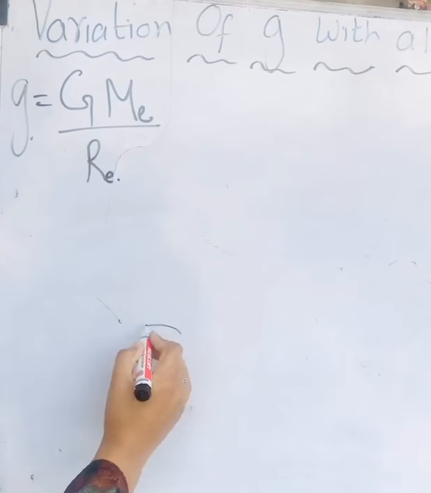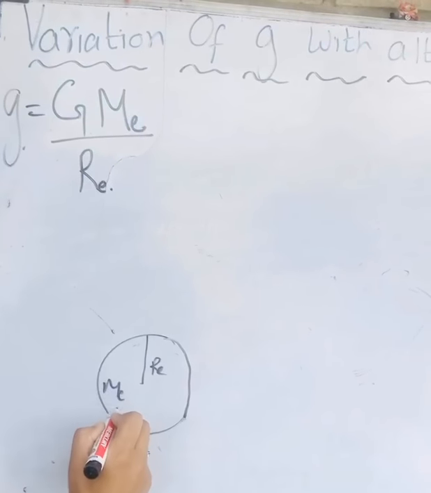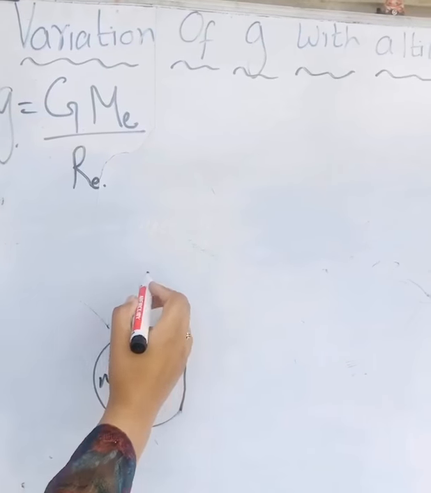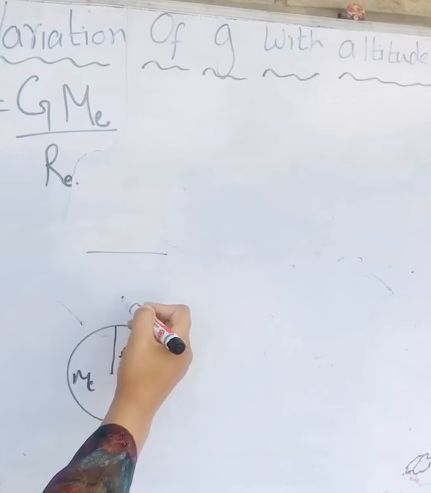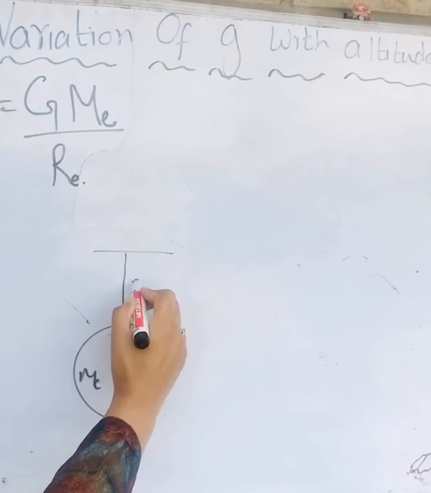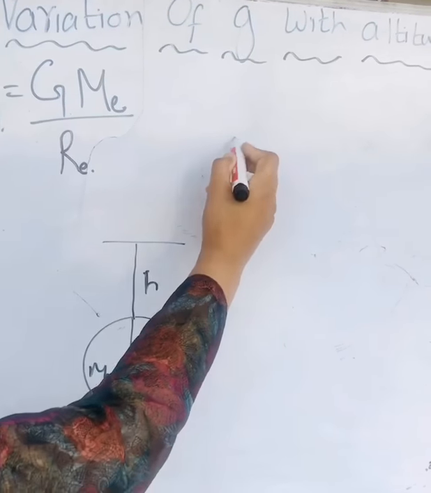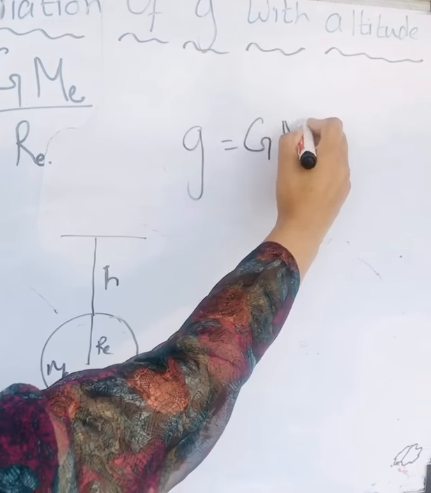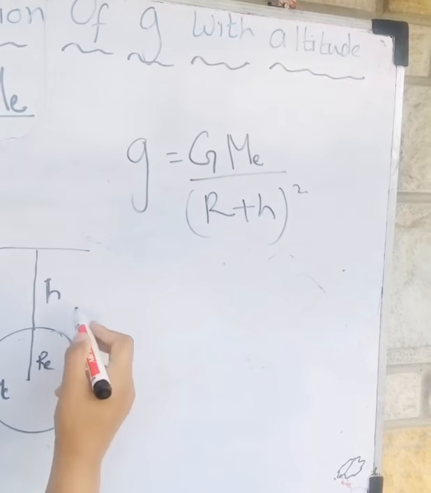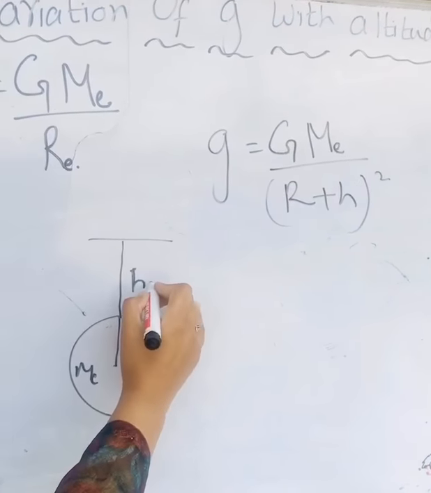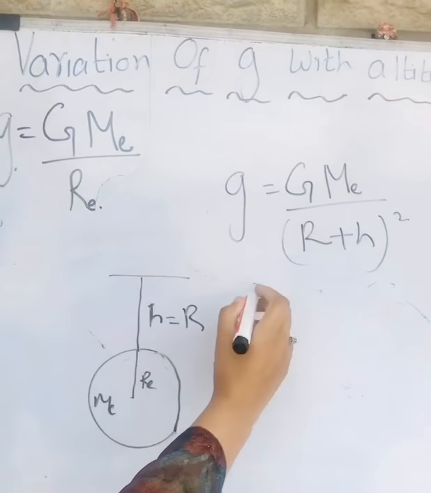Guys, this is the earth, this is its center, this is the radius of the earth, and Me is the mass of the earth. An object is placed one distance away from the surface of the earth. Say it is h. So according to this formula, let's find the value of g. g is equal to G Me divided by (R plus h) whole square. In that case, the value of h is equal to R because it is one earth radius away from the surface of the earth.